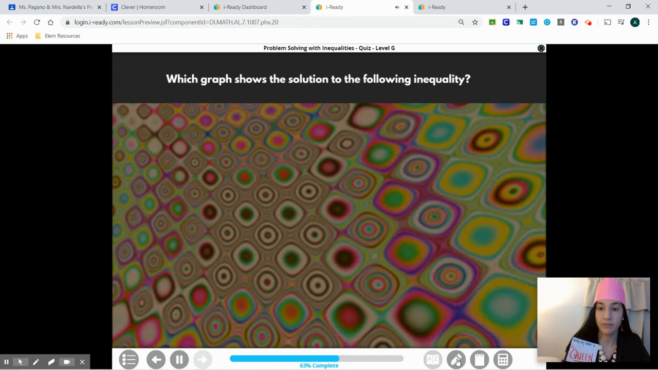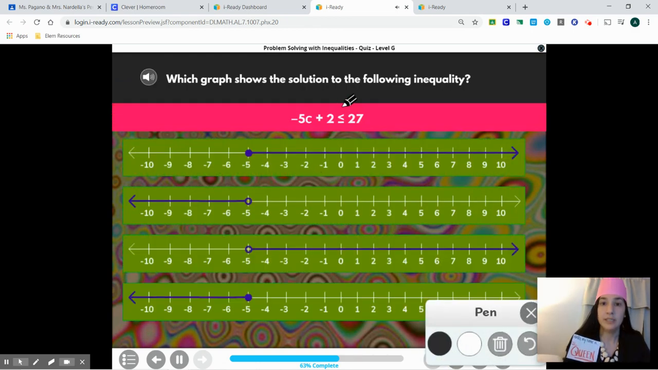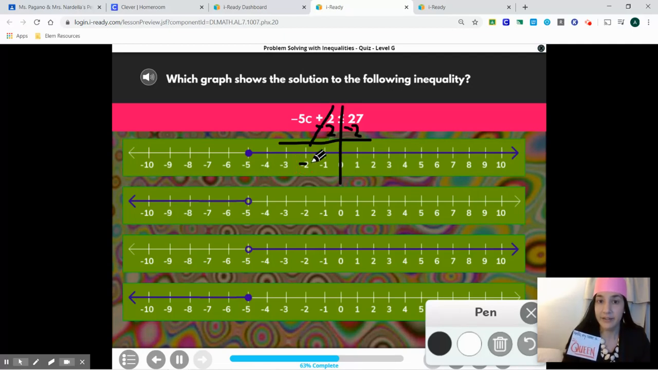Which graph shows the solution to the following inequality? Okay, draw our line. Here we see the c is what we want to isolate. We're going to start by subtracting 2 from both sides. When we do that, we see that these 2's will cancel, and we'll bring down negative 5c, same inequality symbol, less than or equal to 27 minus 2 is 25.